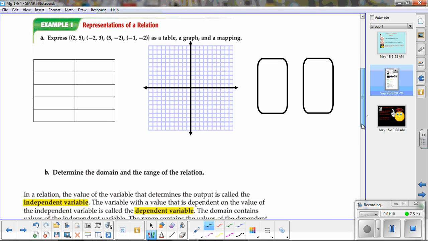In our first example, we're going to express this relation as a table, a graph, and a mapping. We're going to start out by making the table. When you make the table, it's the x values and the y values. So we're going to go ahead and just put all of these ordered pairs into the table. 2, 5, negative 2, 3, 5, negative 2, and negative 1, negative 2.